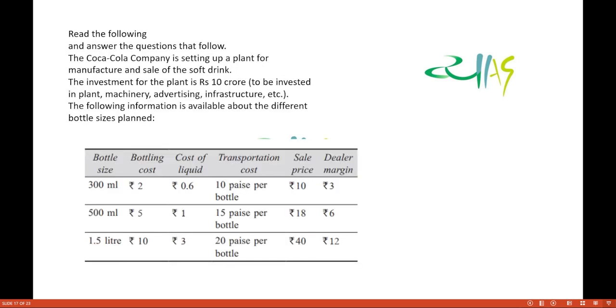I think this newspaper question we already did. Now let's see one more question. These questions are a little bit on the data interpretation side.